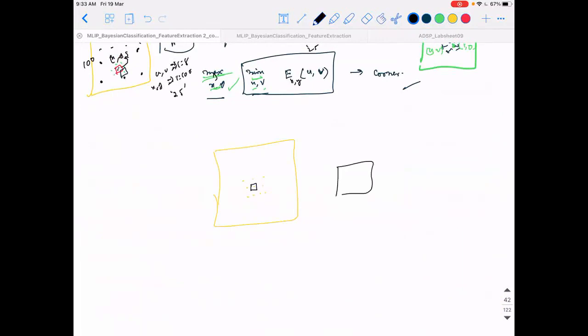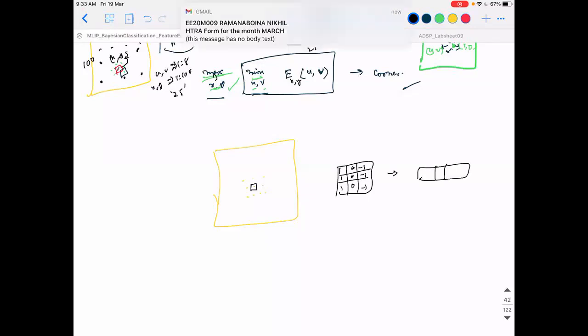Okay, so if I want to find the x directional gradient, the variation in this direction, the mask can be 1, 1, 1, then minus 1, minus 1, minus 1, then 0, 0, 0. I can use this, or simply I can use 1, 0, minus 1. Any of these is fine. It's just a design parameter.